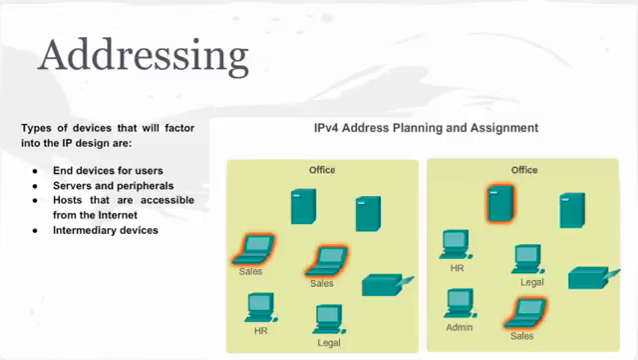When implementing a small network, it is necessary to plan the IP addressing space. All hosts within an internetwork must have a unique address. Examples of different types of devices that will factor into the IP design are end devices for users, servers and peripherals, hosts that are accessible from the internet, and intermediary devices.